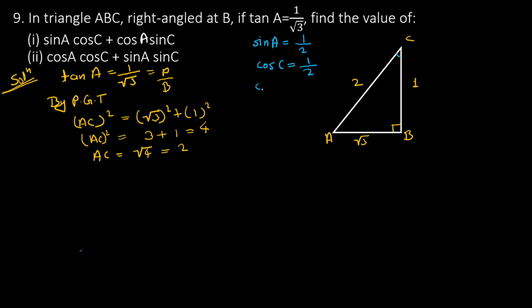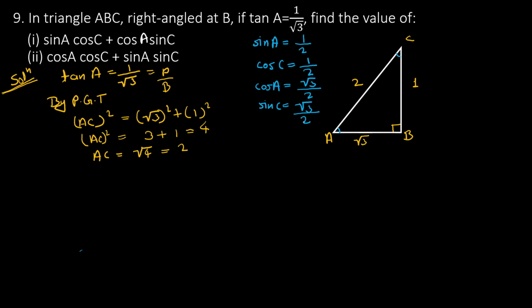And now we have to find cos A. To find cos A, we have base upon hypotenuse. Base will be root 3 upon hypotenuse 2. And sin C, which is perpendicular upon hypotenuse. For angle C, perpendicular is root 3 and hypotenuse is 2.